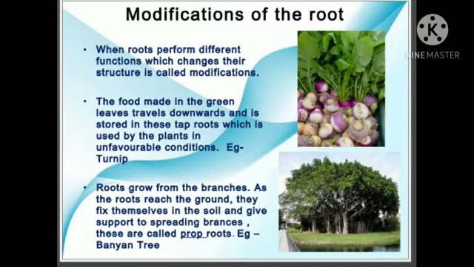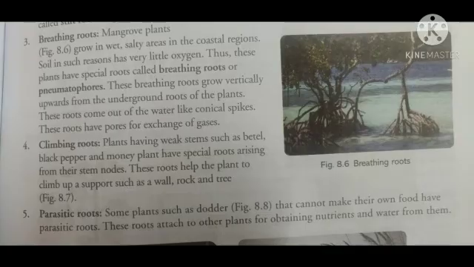Next, roots grow from the branches, and as the roots reach the ground, they fix themselves in the soil and give extra support. These are aerial roots, also called prop roots. For example, in the banyan tree.